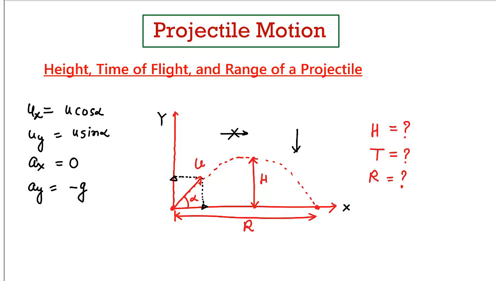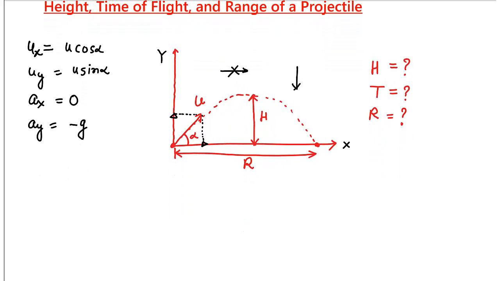So now I have this, and I want to calculate height, time of flight and range of the projectile. Let us first focus on calculating height. We want to calculate the maximum height that this projectile will reach. How will we find the maximum height? What is the key idea?